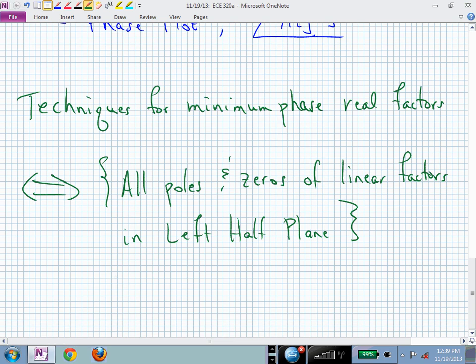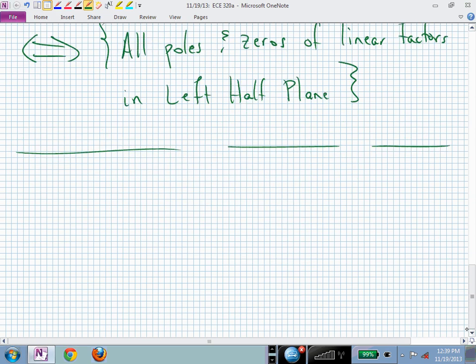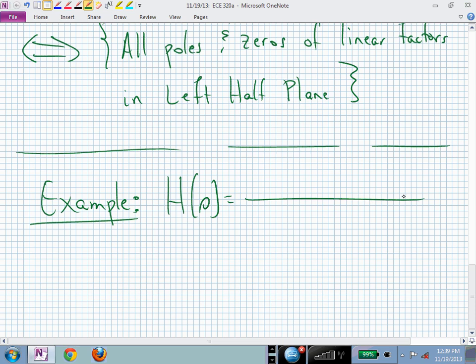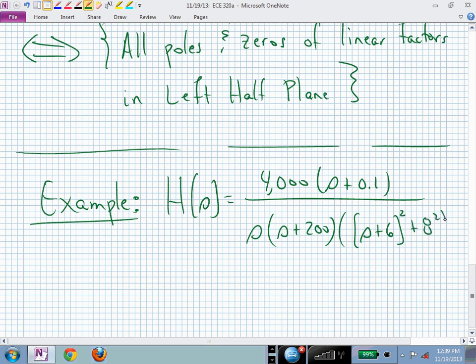Let's go through this process of sketching a Bode plot using an example. The example that we will use today is a transfer function capital H of S having a gain of 4,000 and a numerator factor of S plus 0.1. Then in the denominator we have an S plus 200, and an S plus 6 squared plus 8 squared.